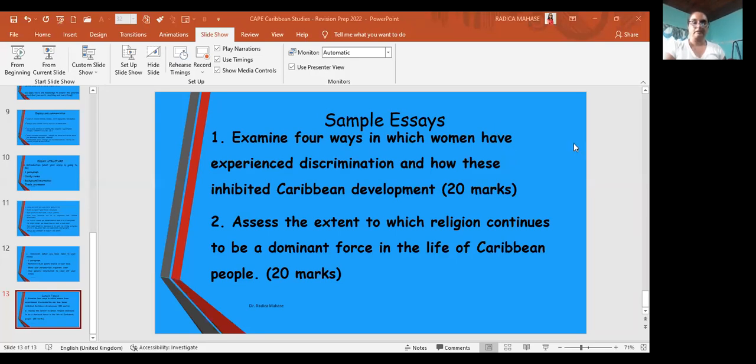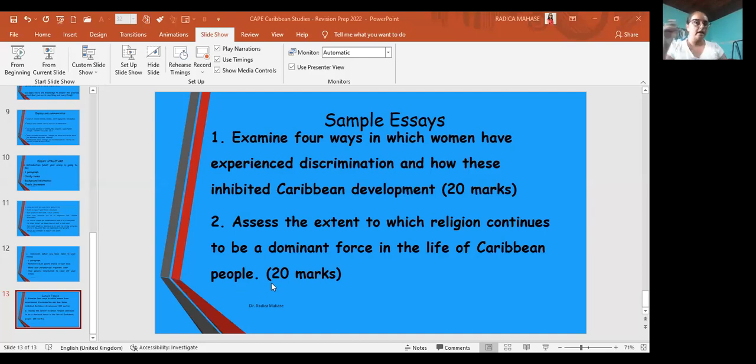No? Okay, number 2, assess the extent to which religion continues to be a dominant force in the life of Caribbean people. So you have another question for 20 marks, which means that you need 4 points, 4 or 5 points max.